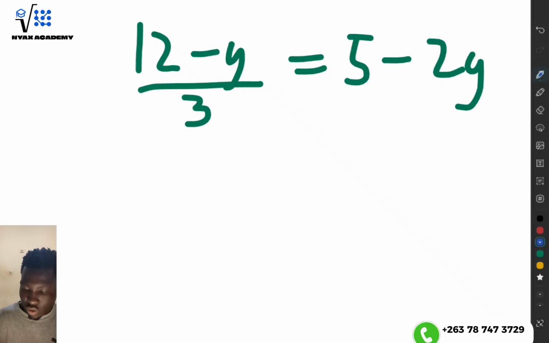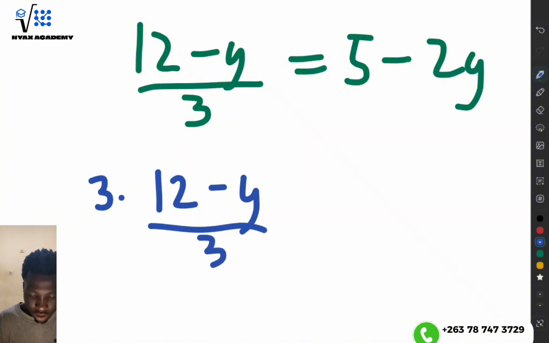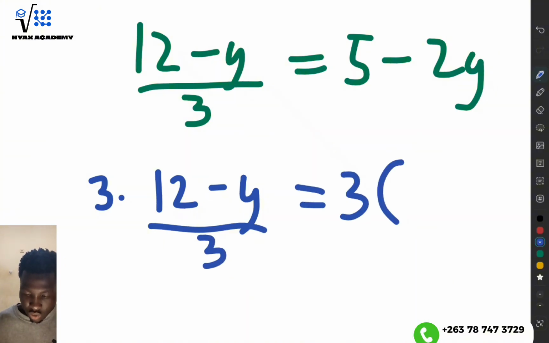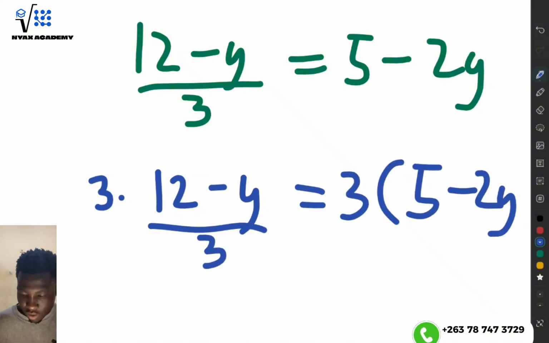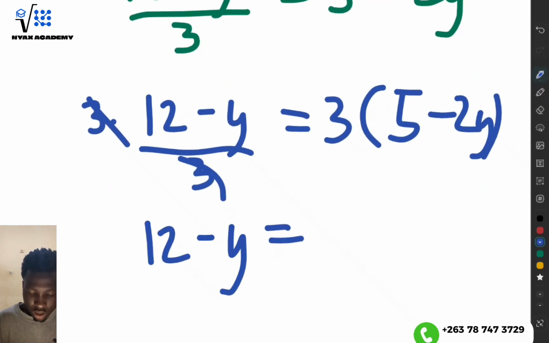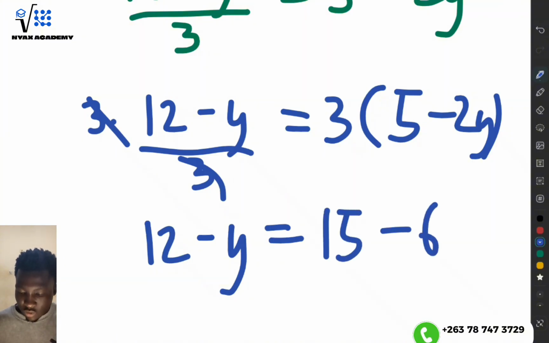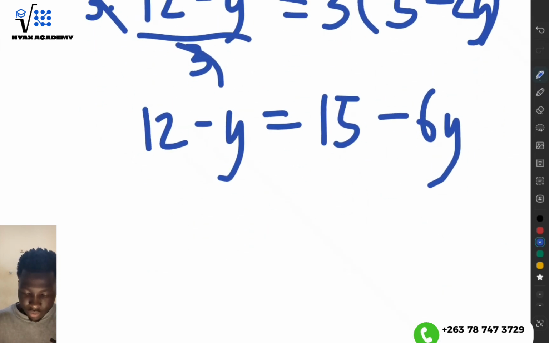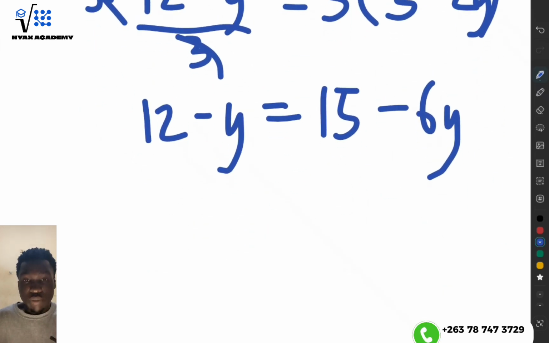So going ahead doing that, 3 times 12 minus y over 3 is equal to 3 times 5 minus 2y. We remain with 12 minus y is equal to what? 3 times 5, 15, minus 3 times negative 2, we get what? We get 6y. But we need to make y the subject of the formula.